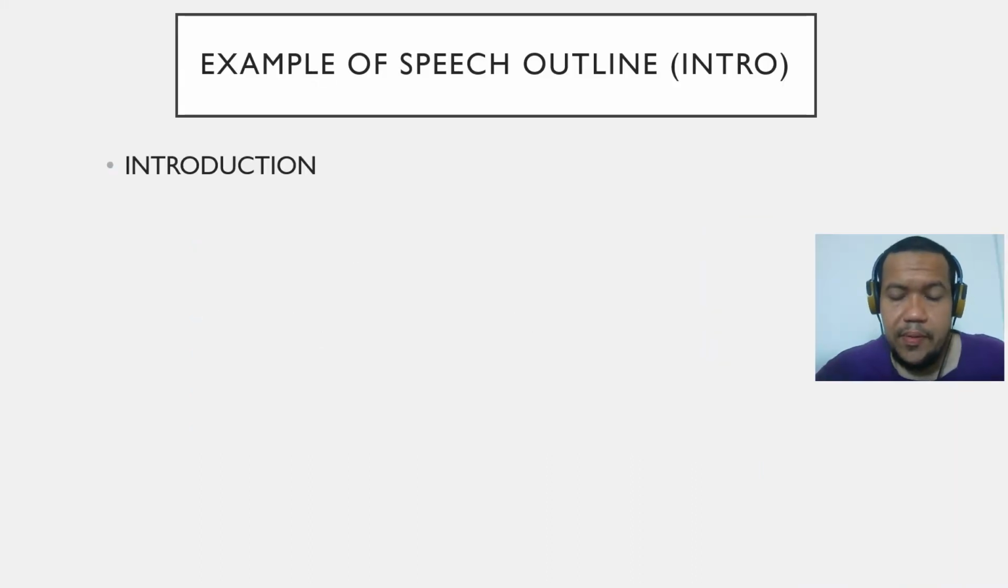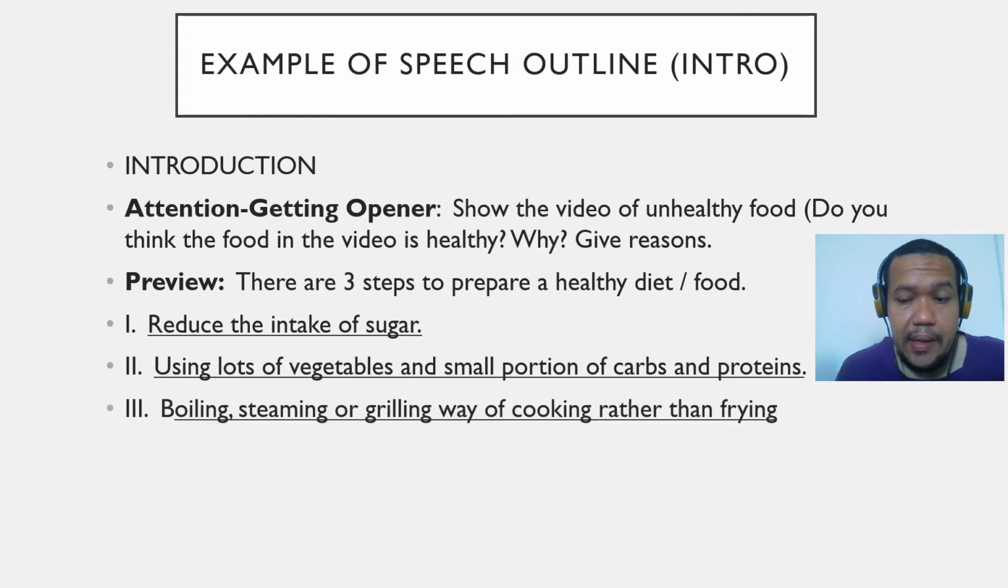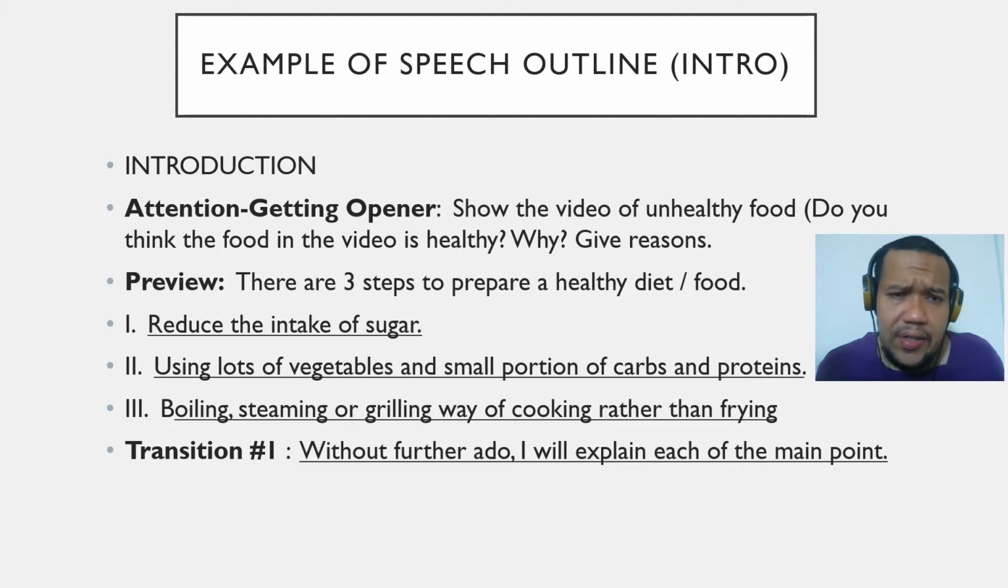Like I promised before, I'm going to explain in detail each part of the speech outline. We have introduction, we have a body, and we have conclusion. Now I'm going to explain the speech outline in the intro part. Generally for the introduction, you need to have what we call attention getting opener. We have preview, and we also have transition.